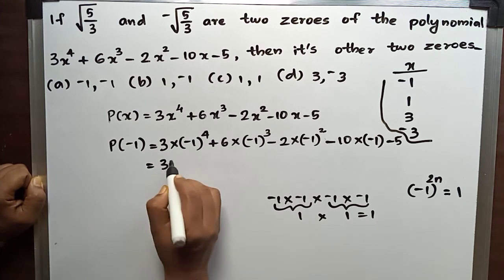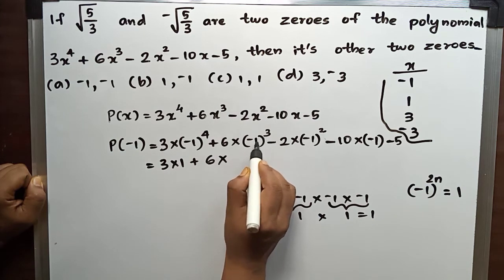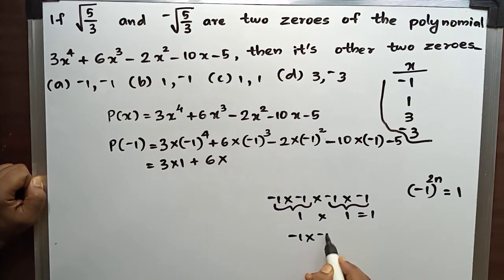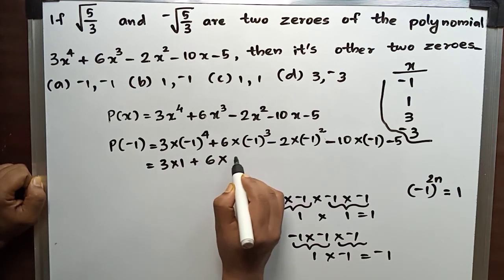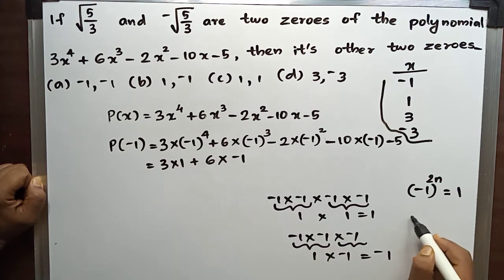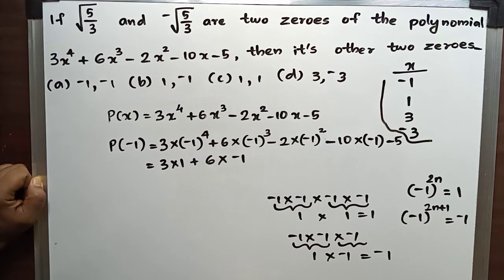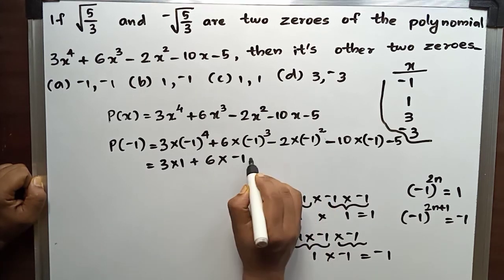So this is 3 into 1 plus 6 into minus 1 raised to 3. Minus 1 into minus 1 into minus 1. Minus 1 into minus 1 is 1, and again into minus 1, 1 into minus 1 is minus 1. So this is 6 into minus 1. And here also we can apply the general rule. Minus 1 raised to an odd number will give you minus 1.